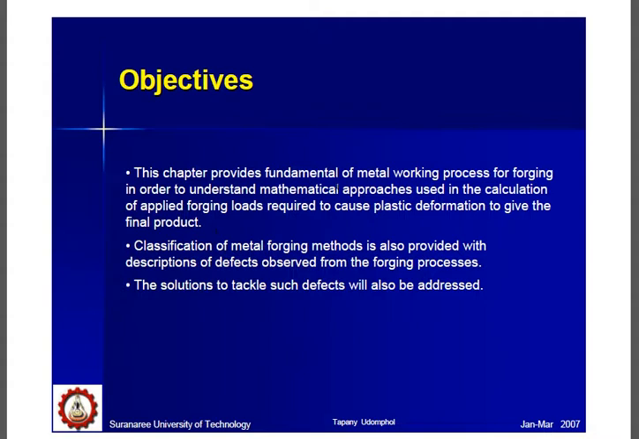The objective of this chapter is to provide the fundamentals of metal working processes for forging, in order to understand the mathematical approaches used in the calculation of applied forging loads required to cause plastic deformation to give the final product. Classification of metal forging methods is also provided, with a description of the defects observed from the forging process. The absolute solutions to avoid such defects will also be addressed.